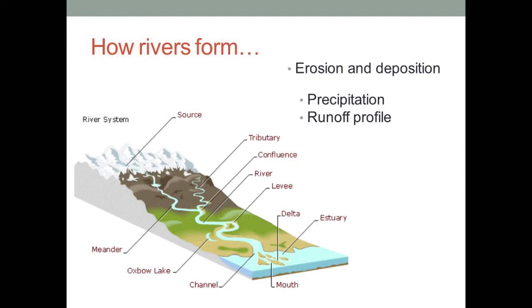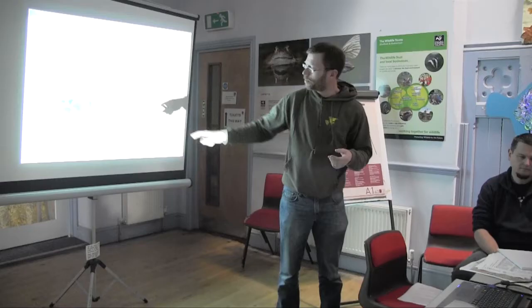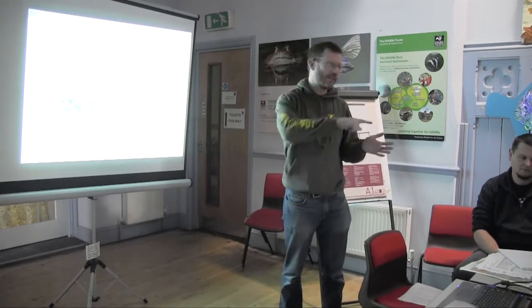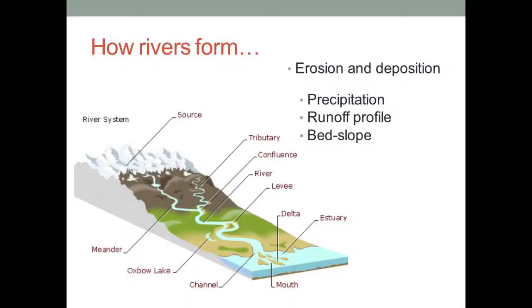There's also the bed slope as well. So in steeper areas, you'll tend to find that the channel is straighter, and then as the gradient dwindles out a little bit, the rivers tend to wiggle around a little bit more. So that's just in a very quick nutshell.